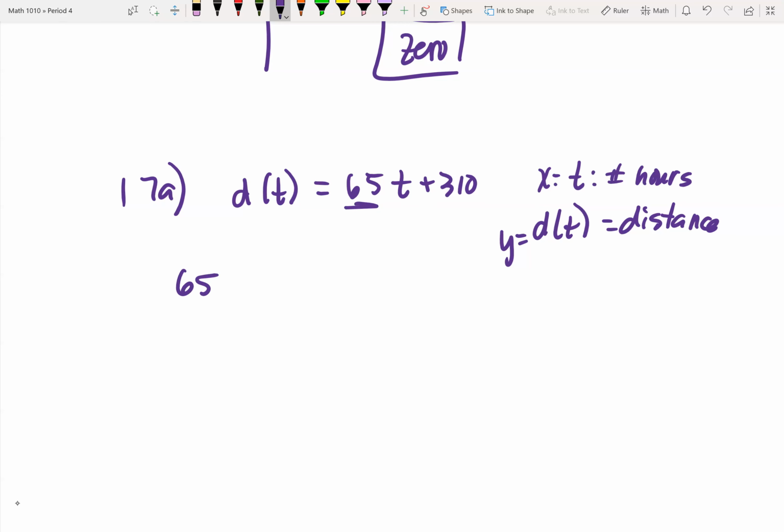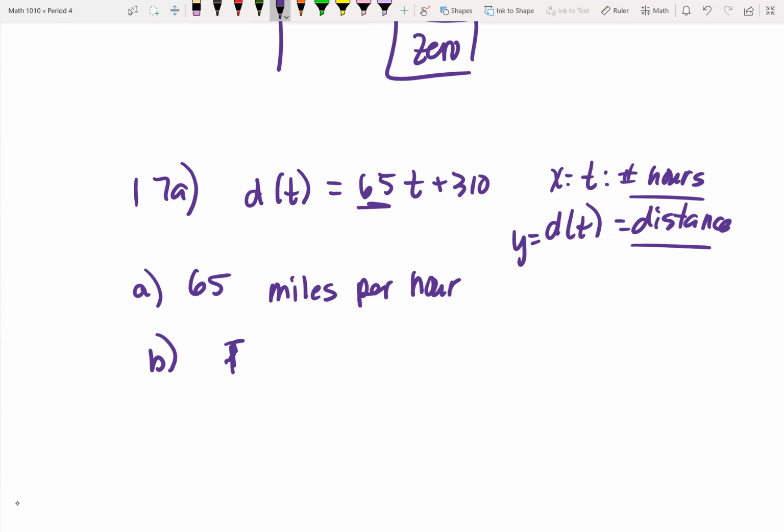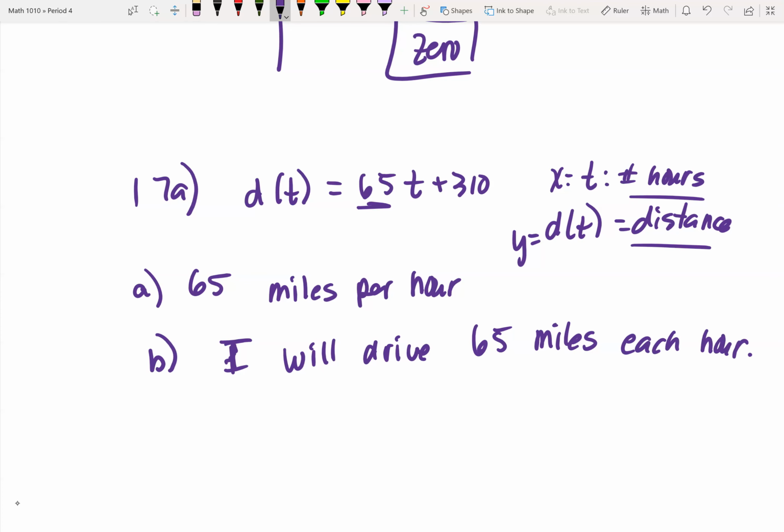So it's 65. Now you have to be really careful and you have to do units. And you guys, it's always y per x. So you have to say distance. Well, distance is weird to say. I'm sure that this is in miles, right? Yeah, it says miles. So instead of distance, I'm going to say miles per hour. Okay. Question B, what is the practical meaning of the slope? It means that I will drive 65 miles each hour, or 65 miles per hour.